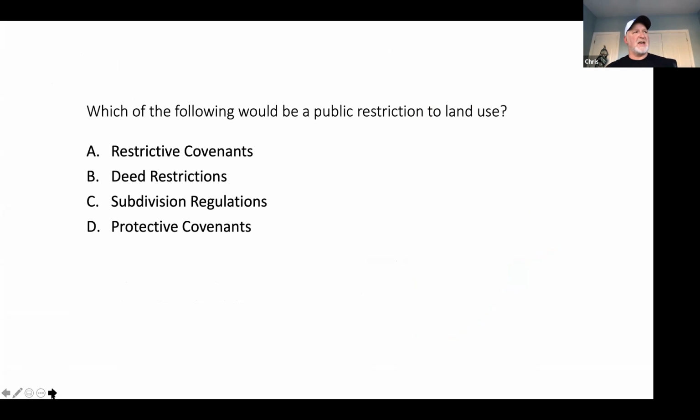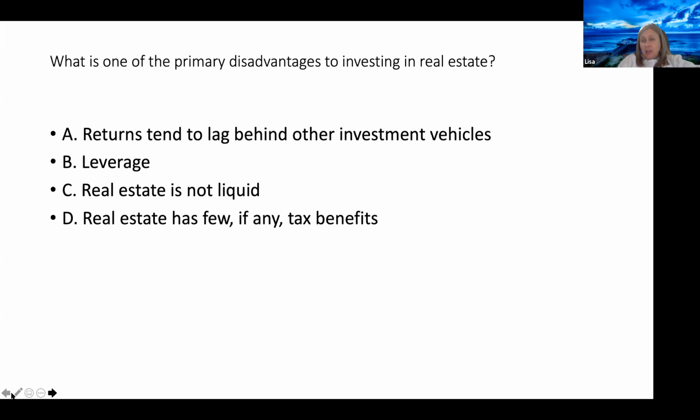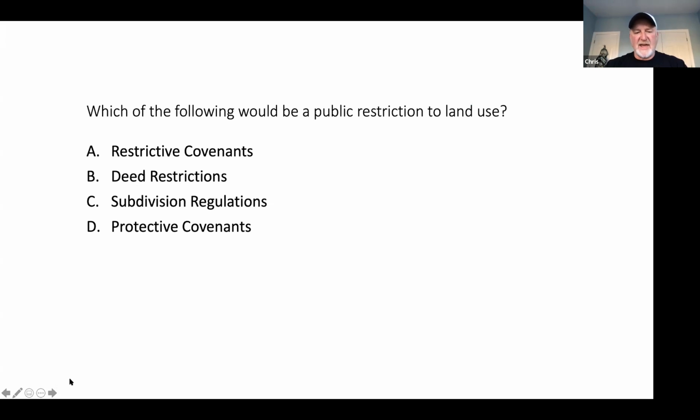Couple of quick questions here. So Lisa, are you ready for this? Now, Lisa, what if I tell you that this is a trick question? Would you like me to go ahead and give you the answer so that you don't miss it? Which of the following would be a public, focus on the word public, restriction to land use? Subdivision regulations? Oops, I didn't have the answers there. I'm sorry, I didn't prepare the answer for you, but you got the correct answer. The answer there is C, subdivision regulations.